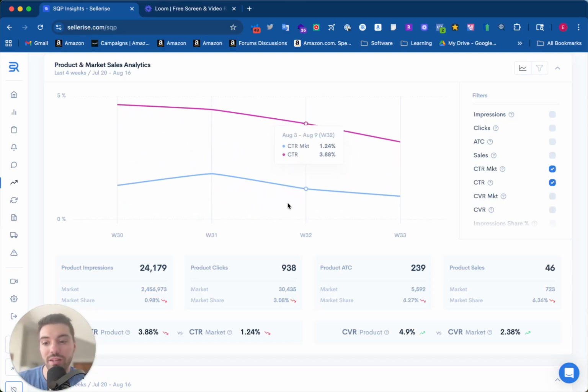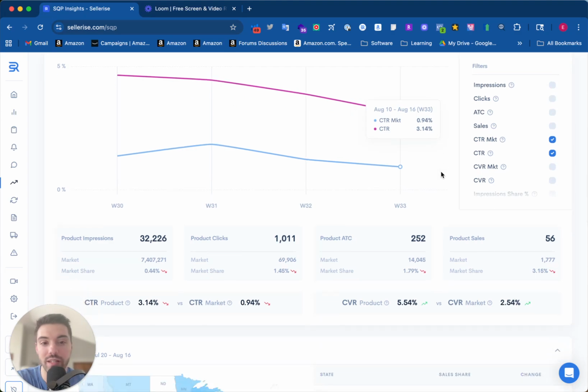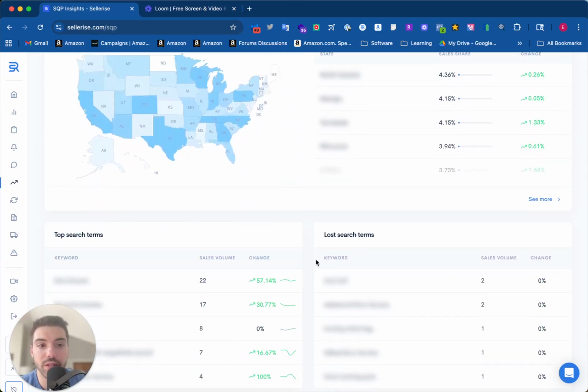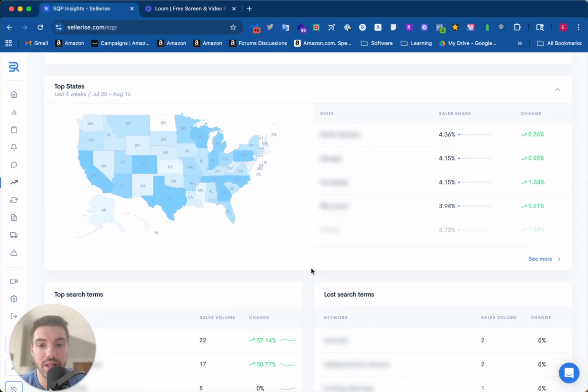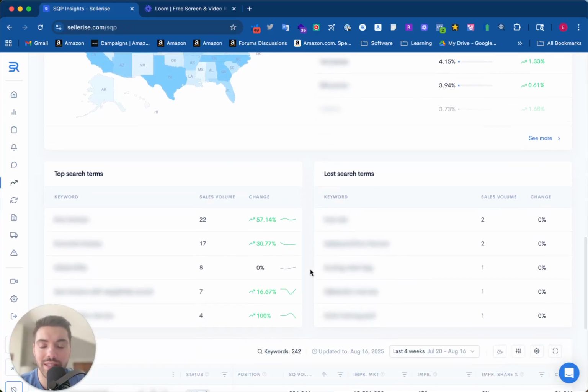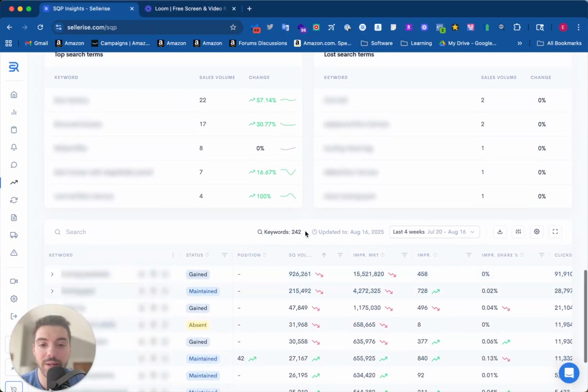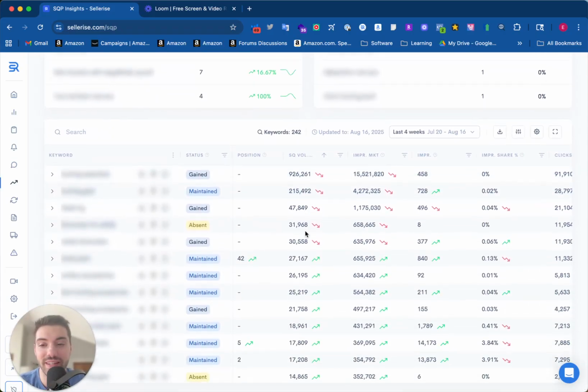Because on Amazon, your sales are your traffic times your click-through rate times your conversion rate times your average order value. So tracking your CTR and CVR relative to market is super important because it's a leading input for sales. So now moving down, it'll show you by state what your sales share is, which I don't tend to pay too much attention to, and what your top search terms are. And then when you get down here, you can see how this is way more organized than the report you'll see in Amazon Seller Central.